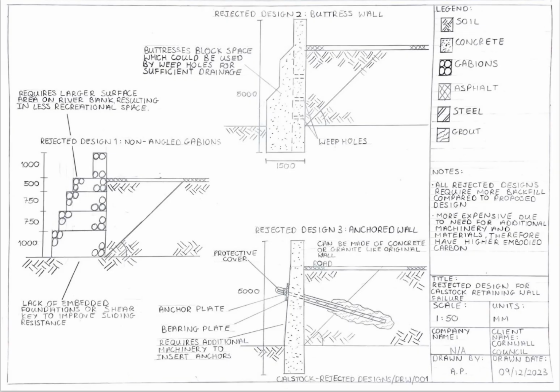Our first rejected design was a simple Gabion box gravity wall. We rejected this design because of the lack of embedded foundations or shear keys to improve sliding resistance. Our second rejected design shows a buttress wall. The buttresses would take up a significant amount of space which could otherwise be used for more weep holes for improved drainage.